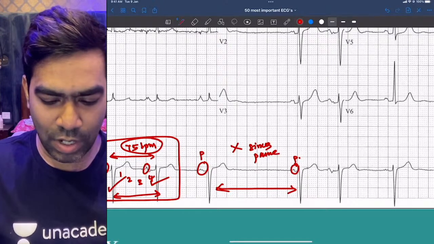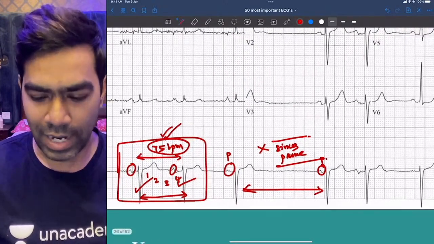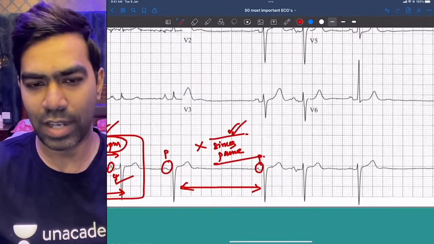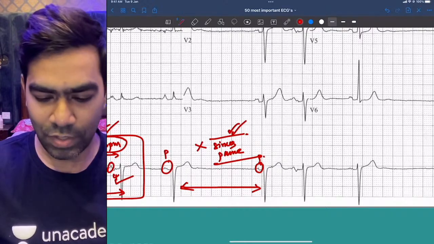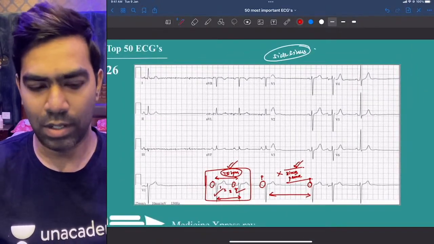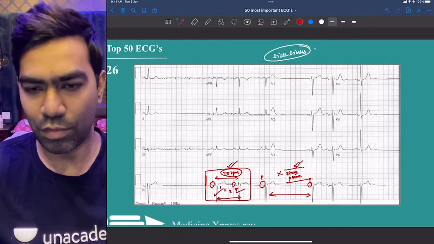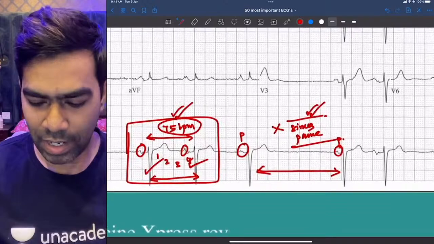And remember why it is called a sick sinus syndrome? Because you are having a normal heart rate and suddenly your sinus fails to fire. A sinus node fails to fire. So that is why this is an example of a sick sinus syndrome. Sick sinus means unpredictable. You are not able to predict at what point you will have an absence of P wave. So look at the heart rate here.